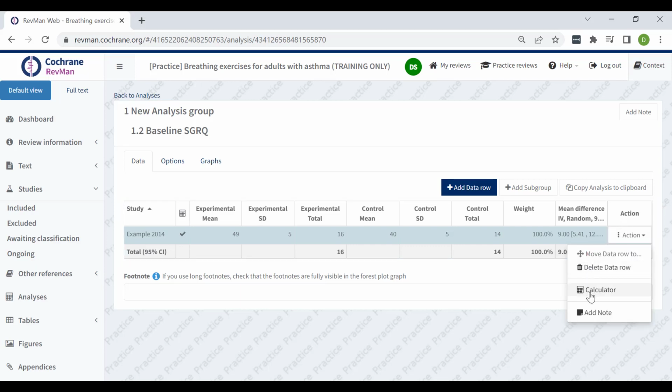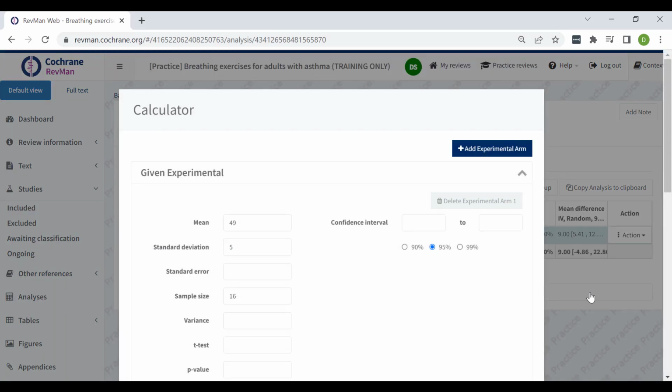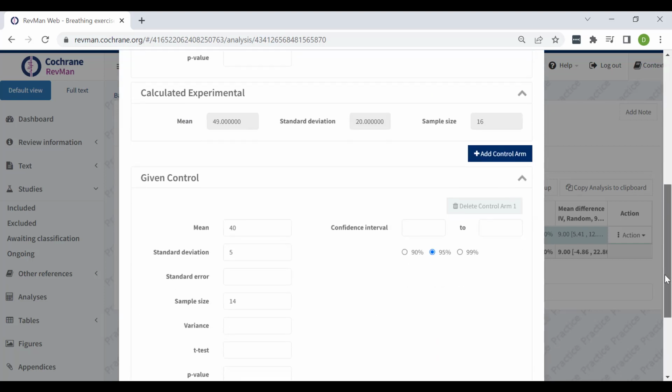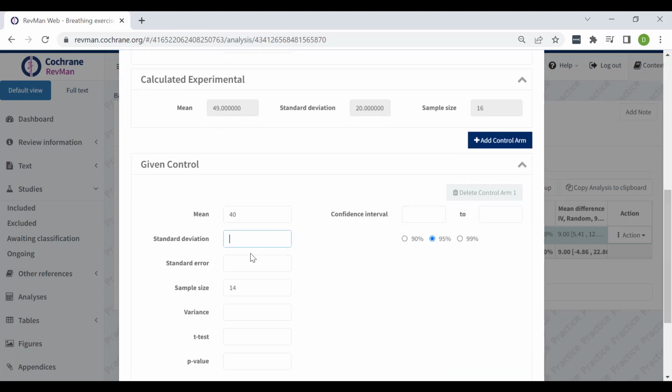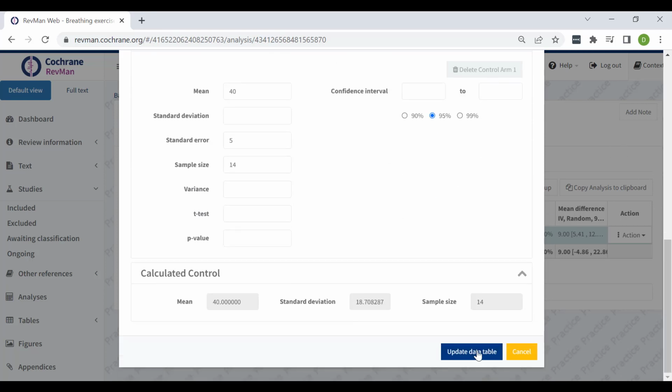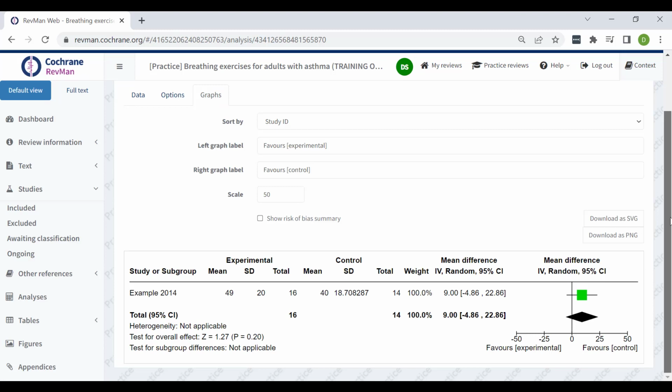Let's say, for the sake of argument, that we think that perhaps these were standard errors, not standard deviations. I'll remove 5 from both of the standard deviation boxes and replace it with 5 as a standard error. If we now look, we'll see a p-value of 0.2 as compared to the very low p-value before. So this appears to be more likely to be the correct data.